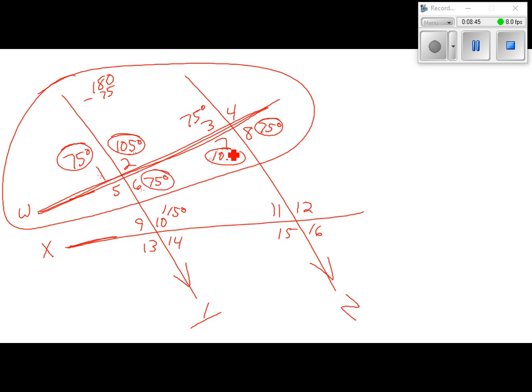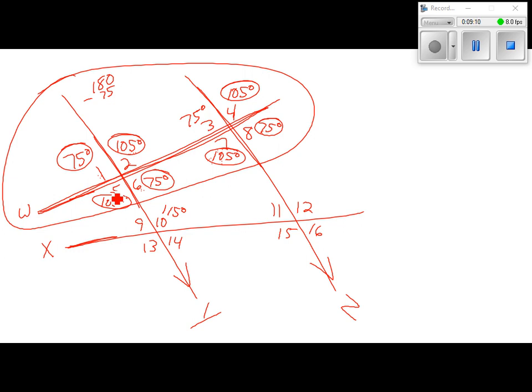Angle 7 and angle 4 are vertical angles, so they have to be congruent, so that's 105. Angle 5 and angle 7 are corresponding angles. If you smash these two lines together, they're going to lay on top of each other, so angle 5 has to be 105. I found all those angles in that top part.